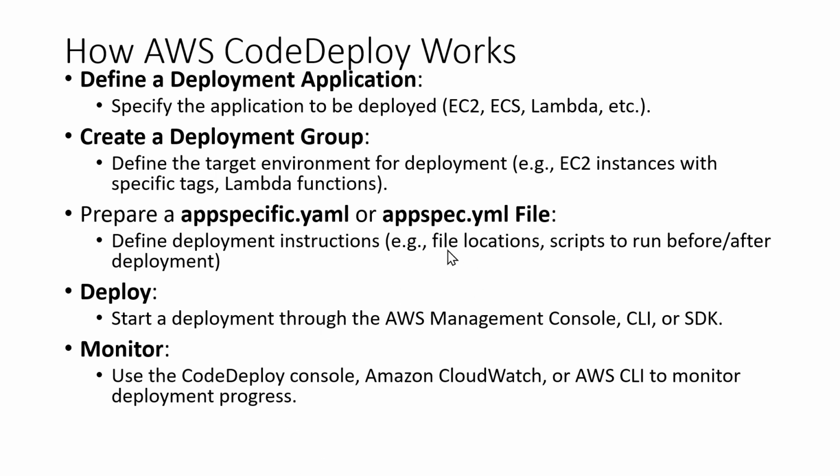Okay. So like file location, scripts to run before and after deployment. If you have any specific things to be installed on your server, you can write that also, or else you can directly deploy. That is one thing. Another thing is deploy, that is start the deployment through the AWS Management Console, or we can go with the CLI also. And monitoring: obviously, when it comes to the keyword monitoring, we go directly into CloudWatch.